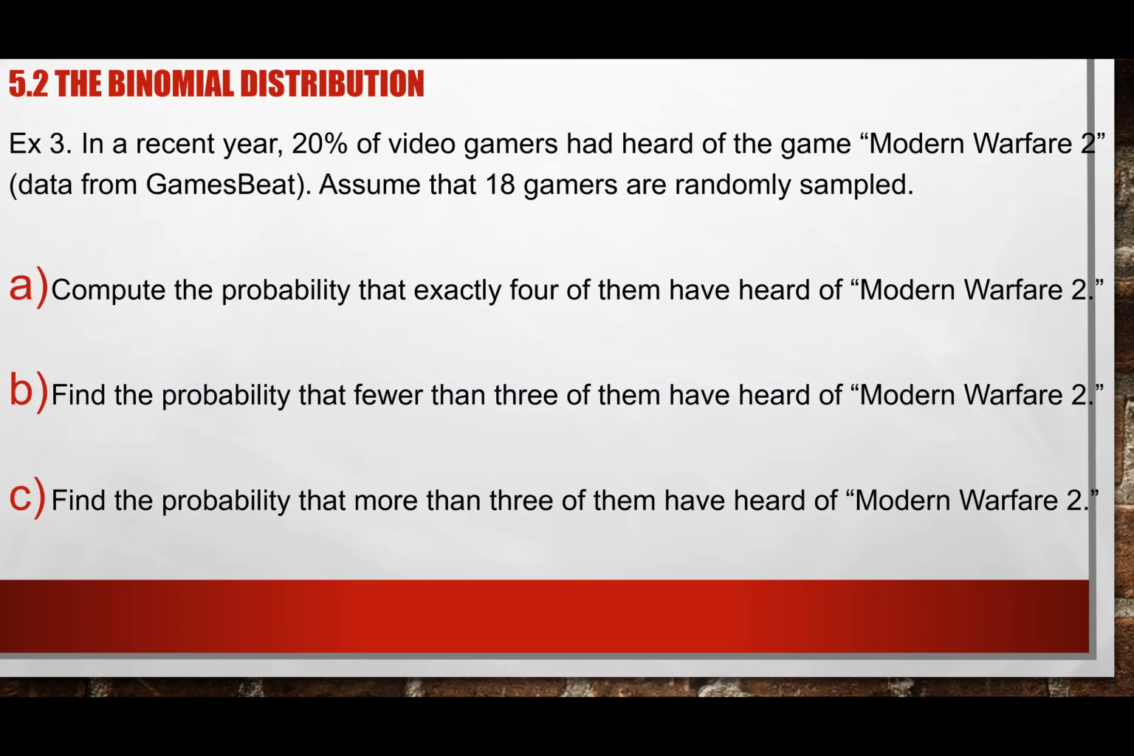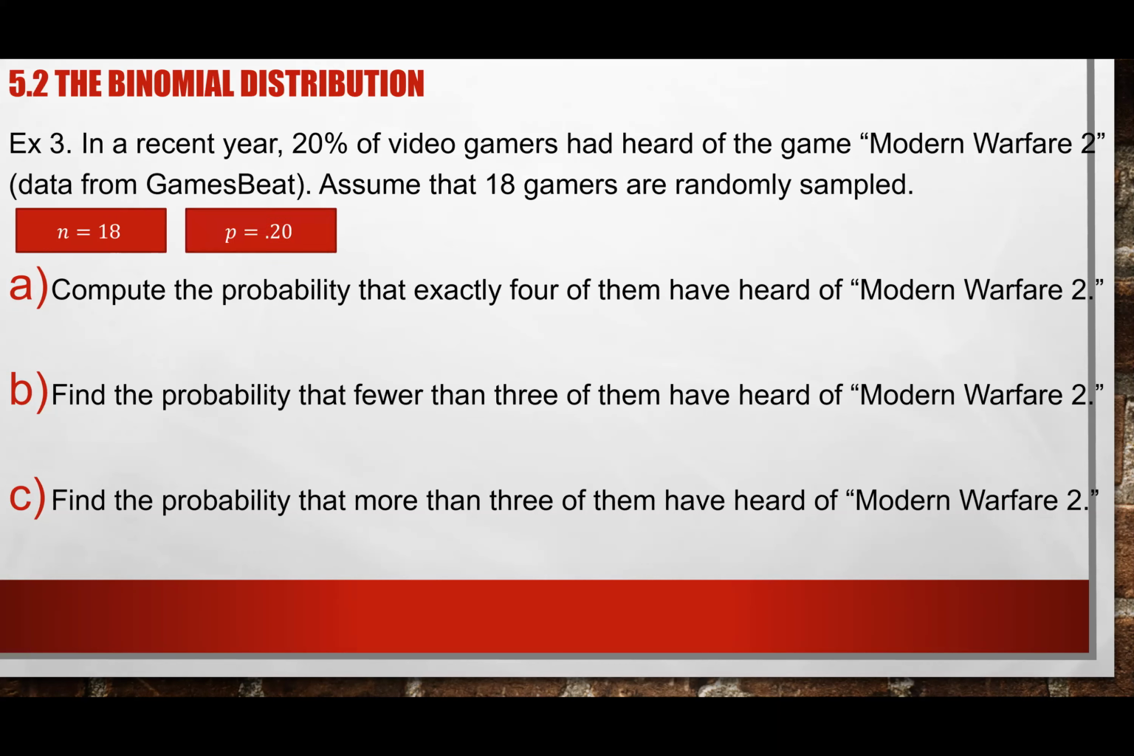In part A, they ask you to compute the probability that exactly 4 of them have heard about this game, Modern Warfare 2. When you do this problem, like I mentioned earlier, we need three things. What are the three things we need? Reminder, we need the N. We need to know how many trials, how many people in this case we need to sample, which is our N. In this case, N is equal to 18.